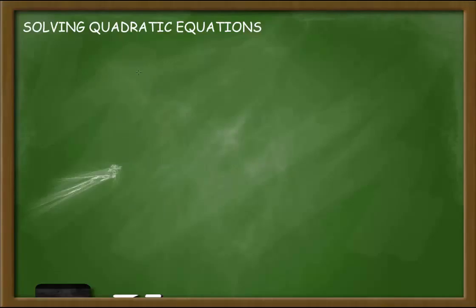For our third example, we have x squared is equal to negative 1. Since k is equal to negative 1, which is less than 0, there is no real solution for the equation, since there are no square roots for negative numbers.